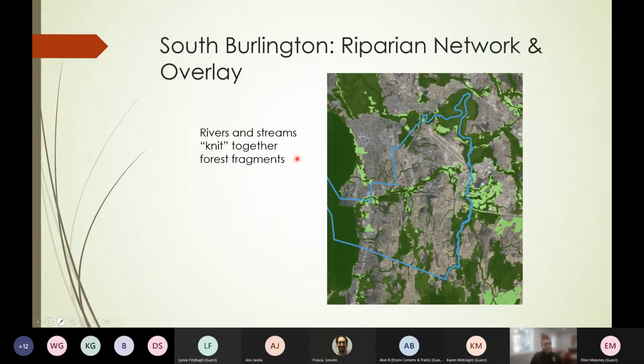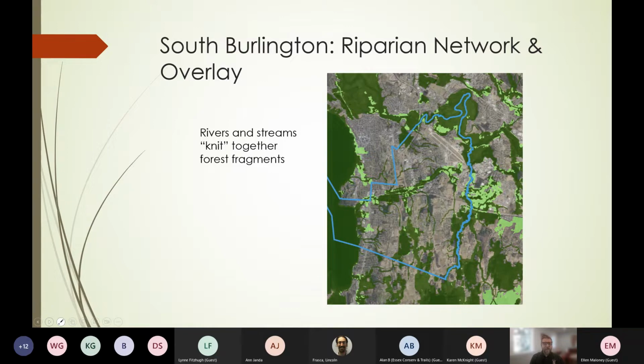Okay, so in the different parts of our landscape, there are different resources that contribute to connectivity. I've done a lot of work with South Burlington over the years, and their riparian network is what really is knitting together these forest fragments. What you're seeing on screen in blue is the town boundary. The green are the highest priority areas in Vermont Conservation Design. And you can also see the way the streams, those small linear features, really knit together those forest districts.